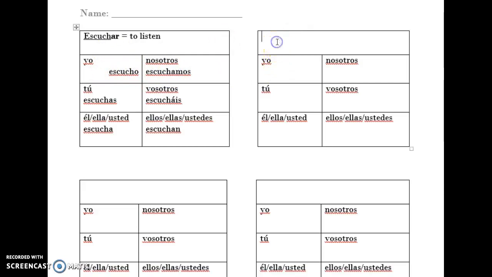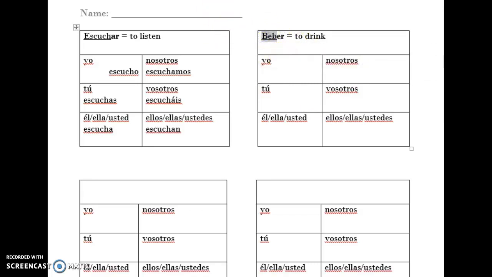All right, let's say we're using the verb, we'll choose an ER verb as an example now, and we'll say that the verb is beber, to drink. All right, we're going to do the same thing. We're going to identify the ending, which is ER, so we're going to use the ER conjugation pattern.